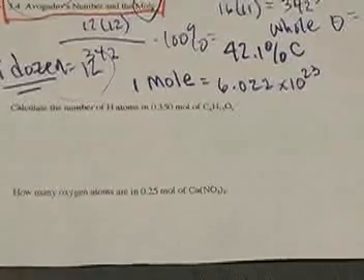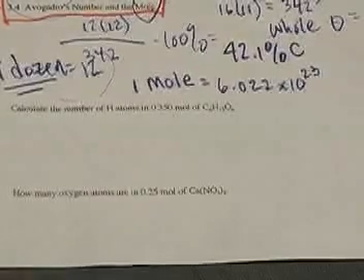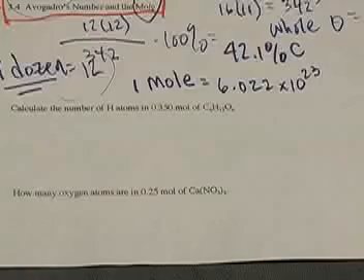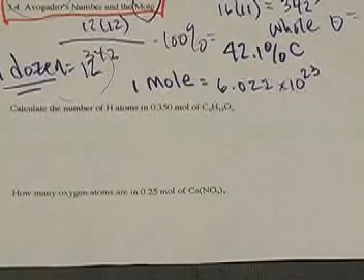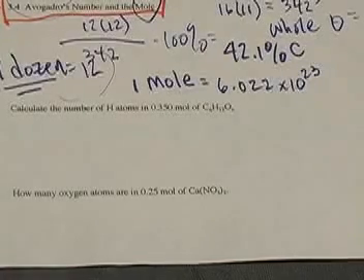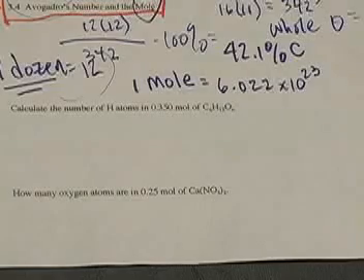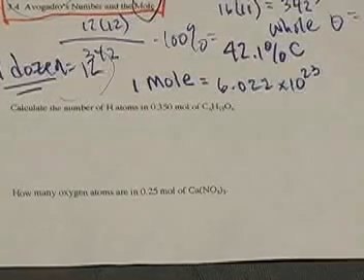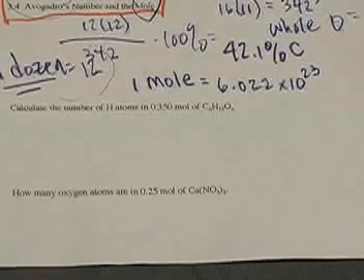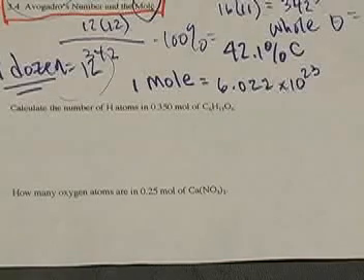Scientists call this number not only the mole, but they also call it Avogadro's number. This is in honor of Amedeo Avogadro, who lived in the late 1700s until 1856. He's an Italian scientist. And we'll approximate it as 6.02 times 10 to the 23rd for the most part throughout the text.